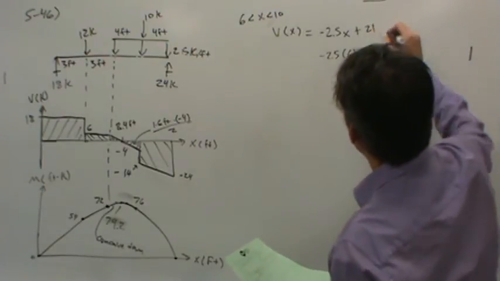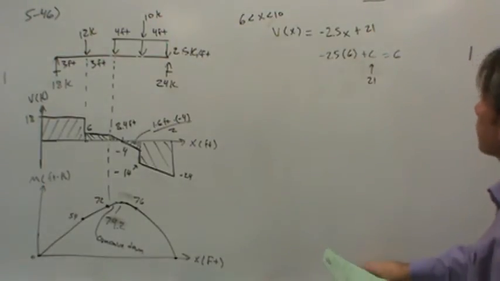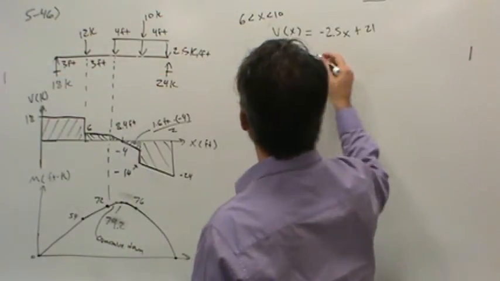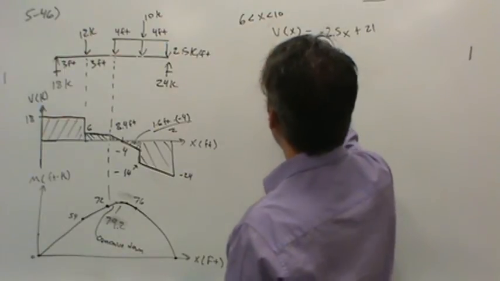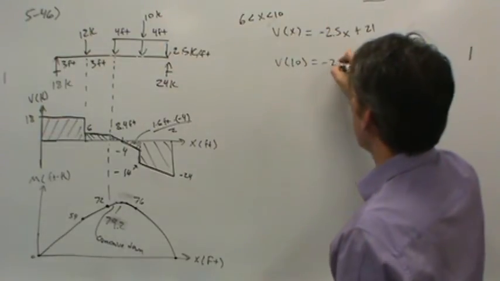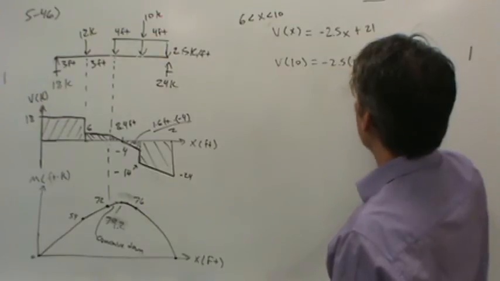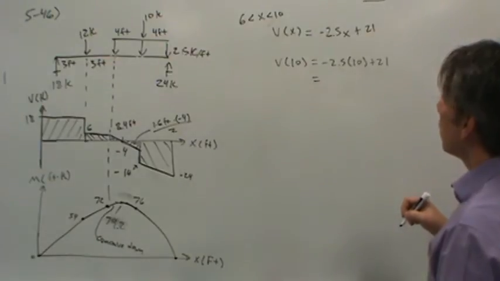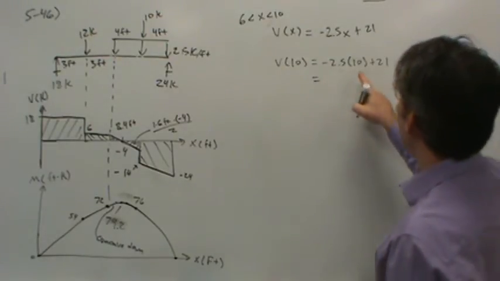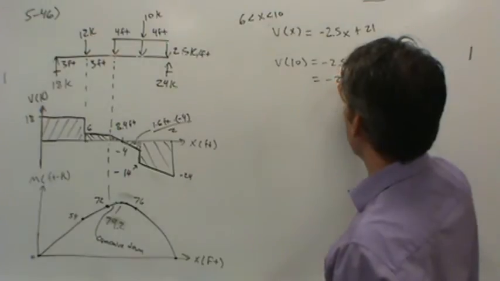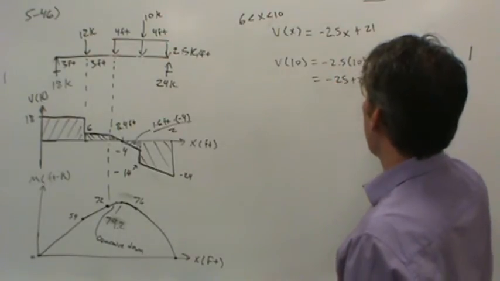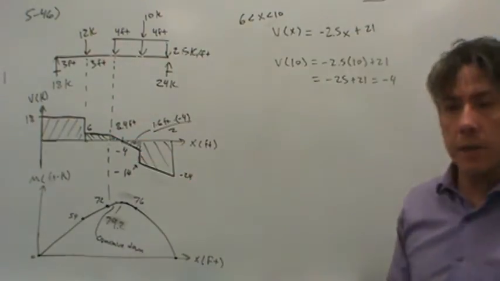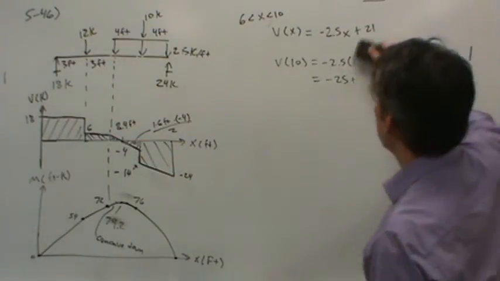So let's check and make sure that works. We know that it works at 6, but what about when x is equal to 10? Okay, well, v of 10 then is negative 2.5 times 10 plus 21. So let's see, that would be, make sure I'm thinking right, yeah. So 10 times 2.5 will be negative 25 plus 21, sure enough, is negative 4. And so now we verified that we have the proper equation for this line. So that works out.